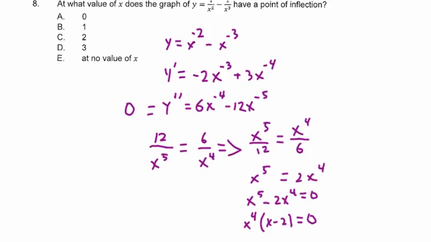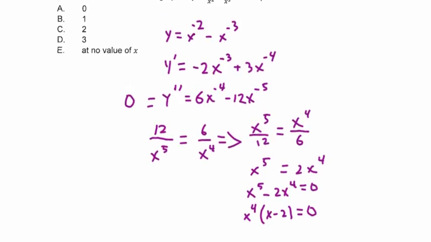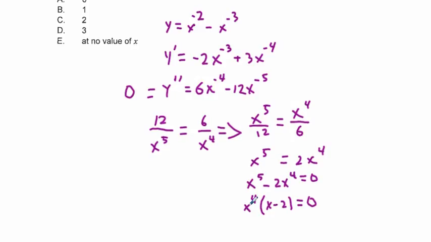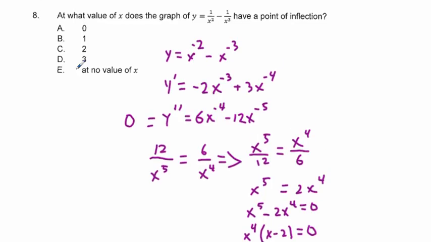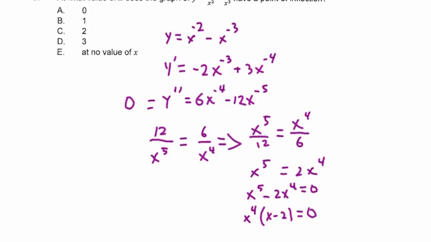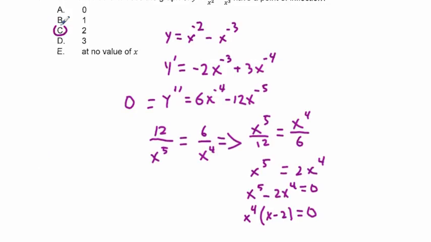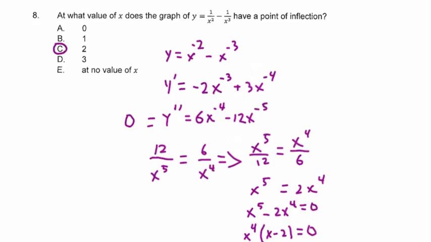we cannot have a point of inflection at 0 for a couple of reasons. One is that we have an even multiplicity, so that's not going to change the signs. And also, the function is not defined at x equals 0. So therefore, our critical number here is going to be 2. So we're going to have a point of inflection at x equals 2.